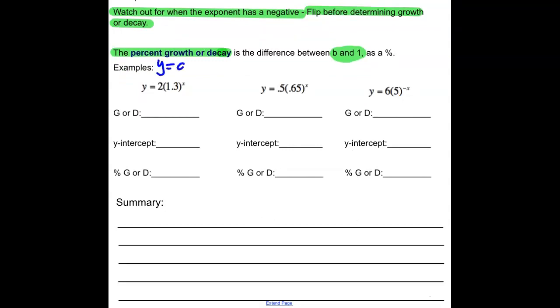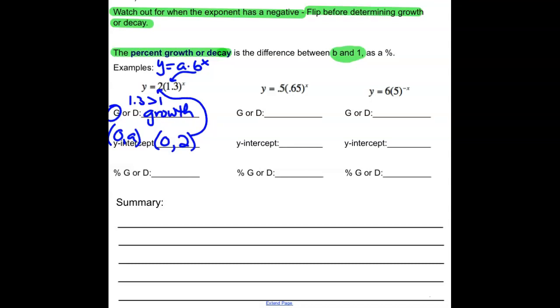Remember we have y = a times b to the x. So we look at our base. In this case, our base is 1.3. Since 1.3 is something bigger than 1, this is going to grow. Our y-intercept is going to be our a value. It's always (0, a). In this case, our a value is that 2.